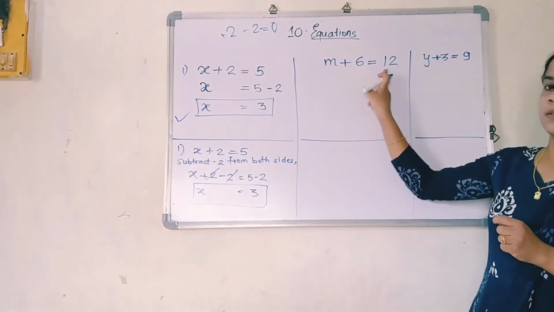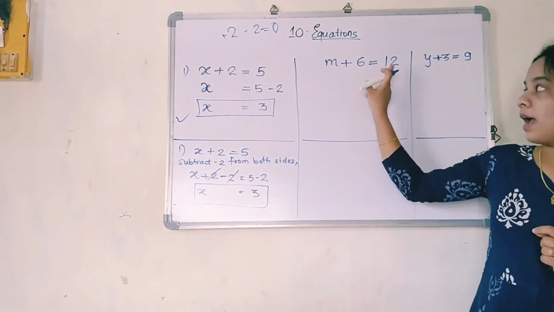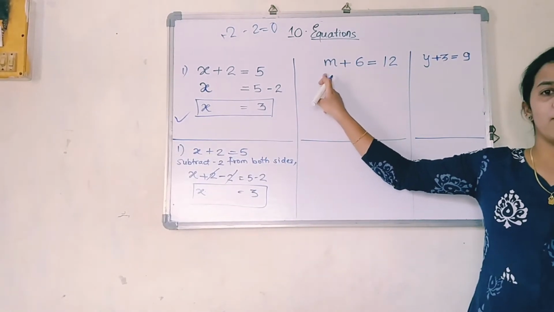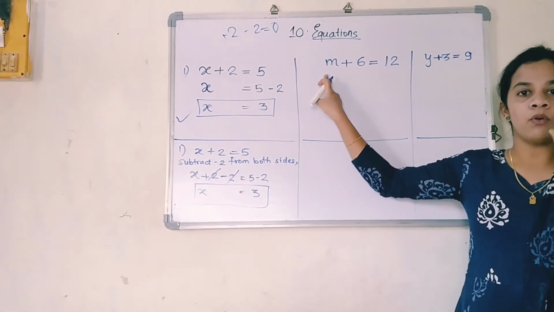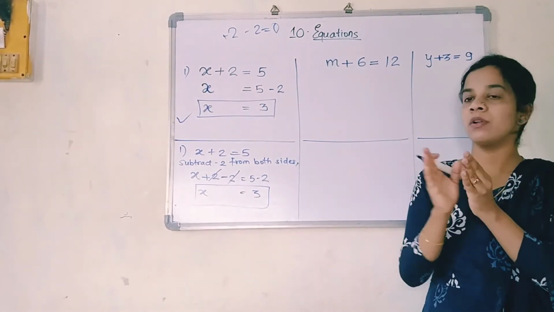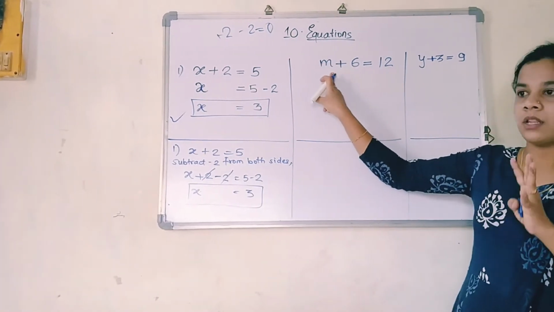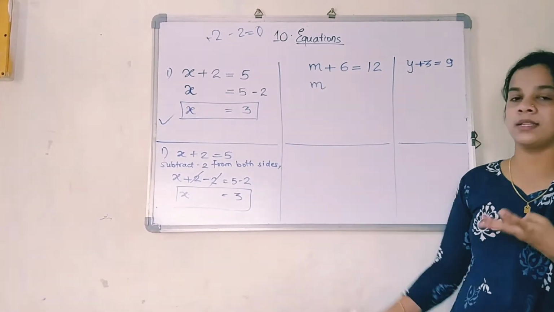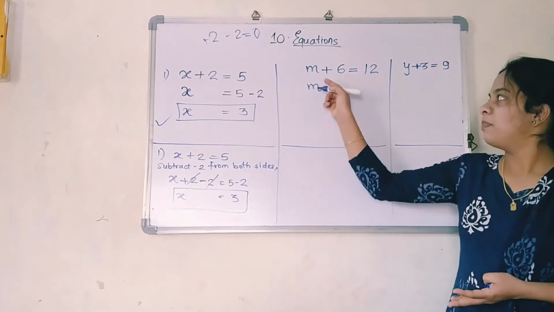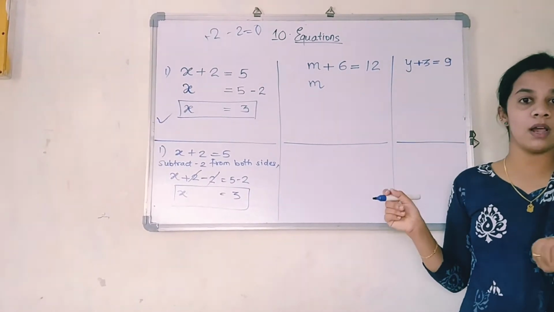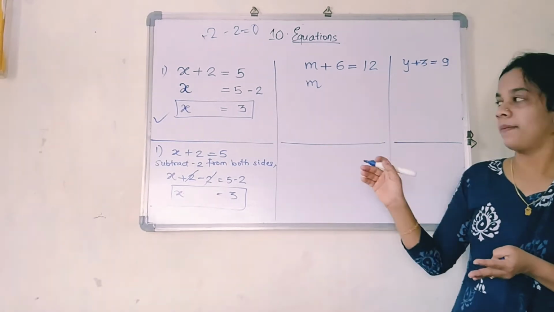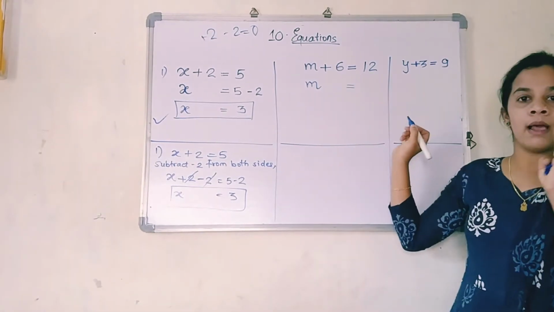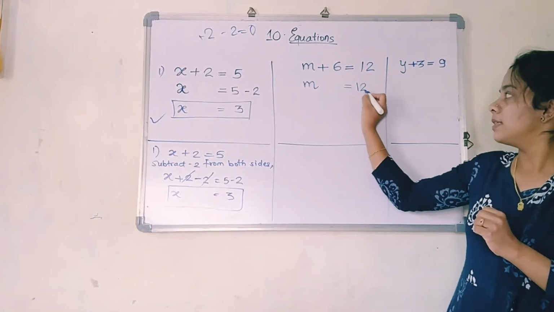M plus 6 is equal to 12. And now you can clearly see, here I want the value of M. Anytime, whichever variable it is, always remember your aim will be to find the value of it. Now I want M alone on one side, then only I will get its value. This plus 6 is disturbing me. What am I supposed to do? Yes, I am supposed to shift it that side. Equal to will be as it is, 12 will be as it is.